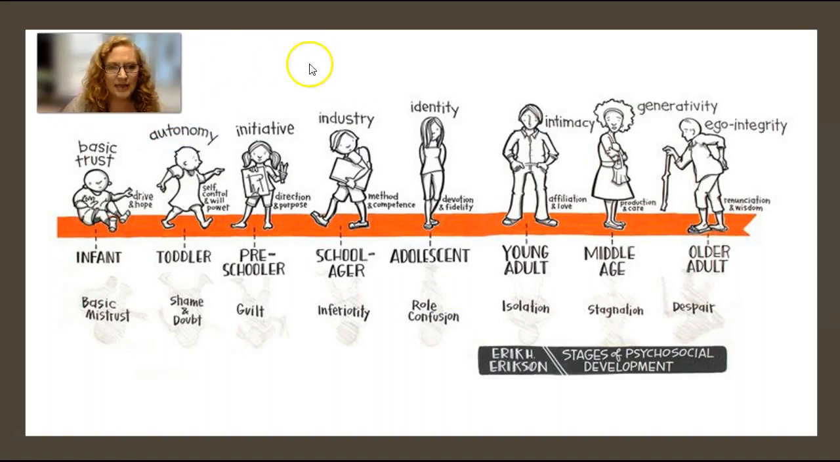So let's set the stage here for all of development, okay? Erikson proposes that there are 8 stages across the lifespan. And so this goes from infancy up to older adulthood, and then death is over here. And at each stage, there is some kind of psychosocial crisis that we engage in. It just bubbles up naturally.